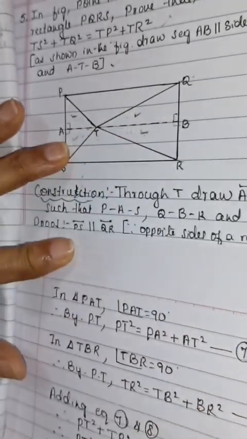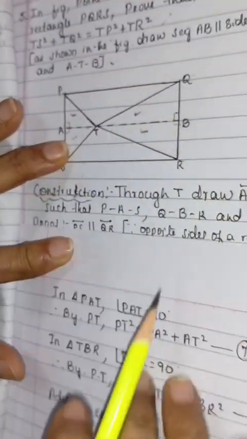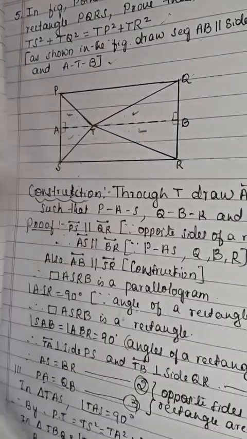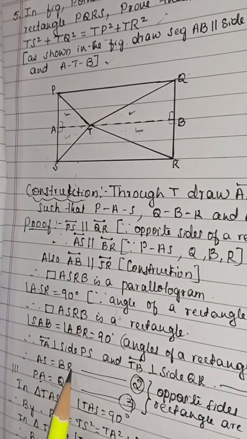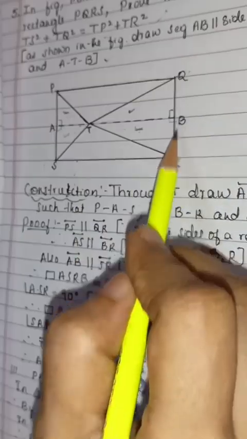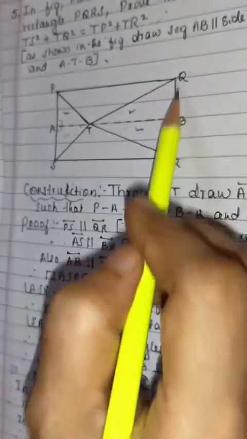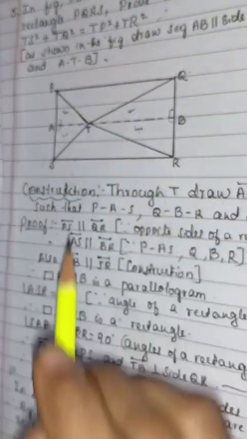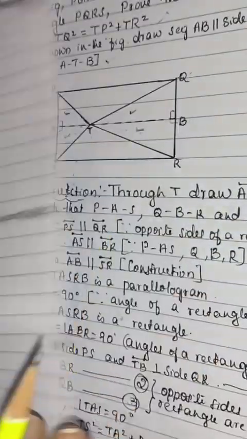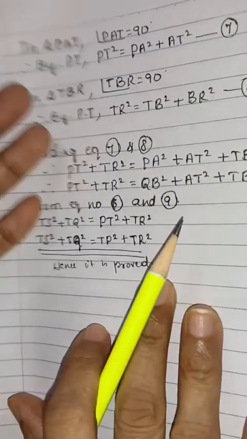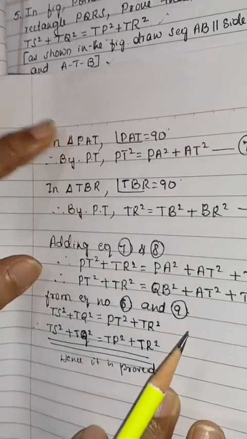At last you have to substitute. Here AS equal to BR we took, PA equal to QB. We took note that they are equal. So you have to substitute in that. Automatically the answer will come.